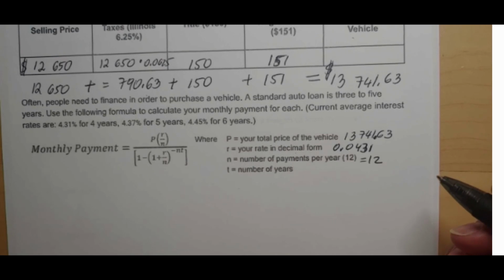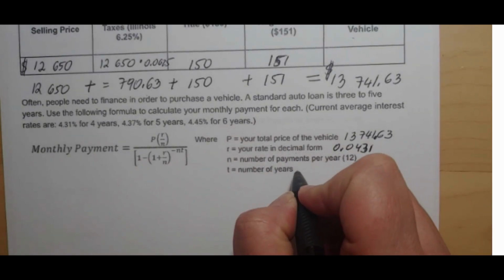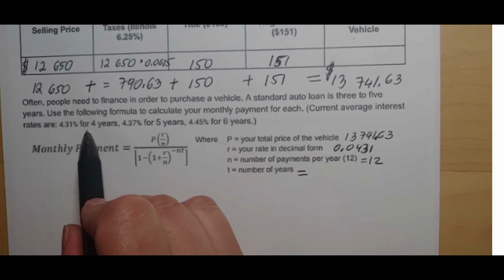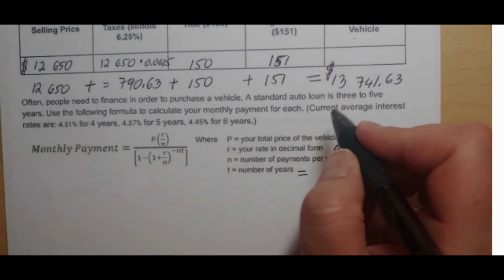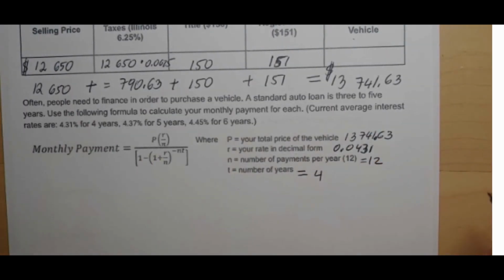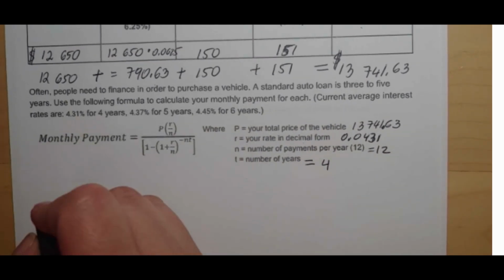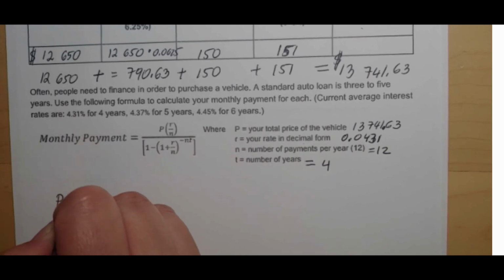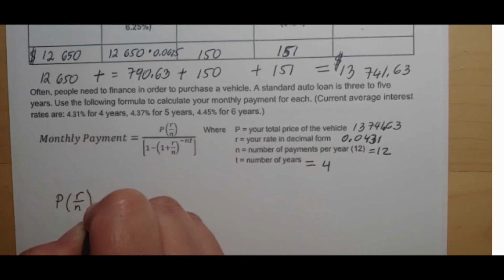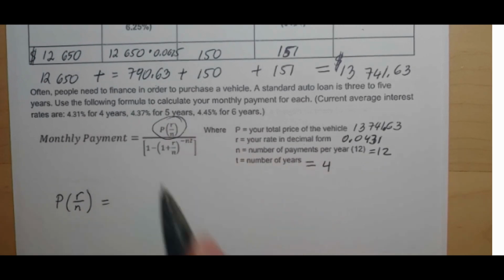And then total number of years. So we said we're choosing the 4-year one, so I'm going to use that 4. Okay, look at this huge formula. So let's take it step by step. P, R, and let's find this part here.